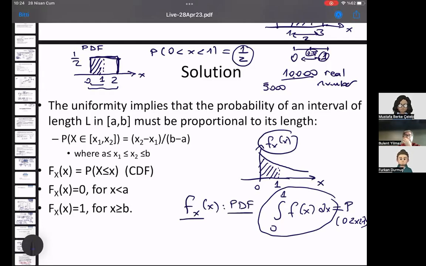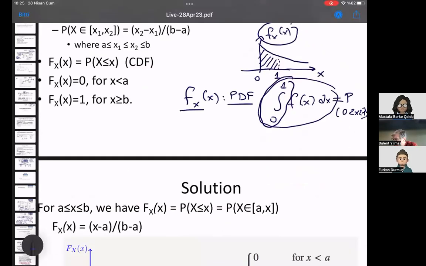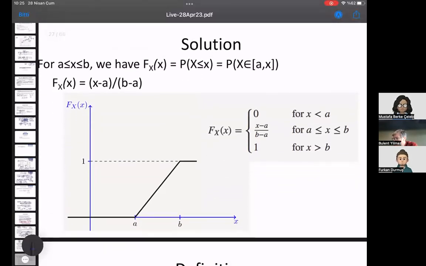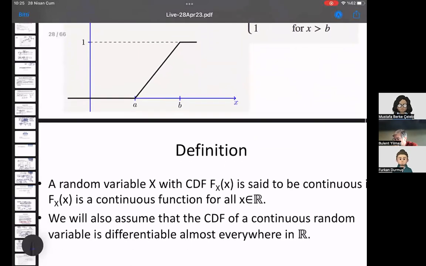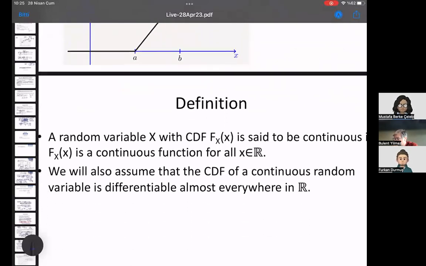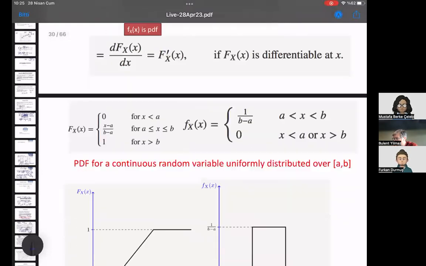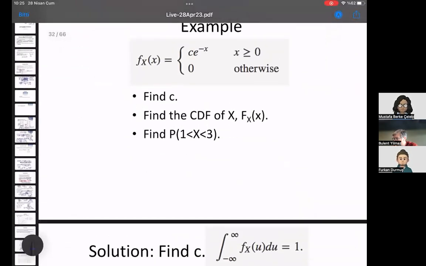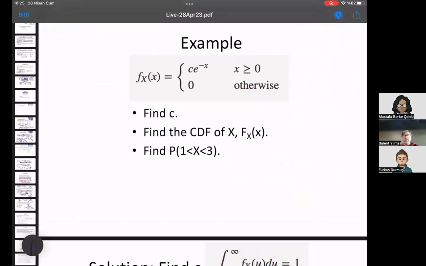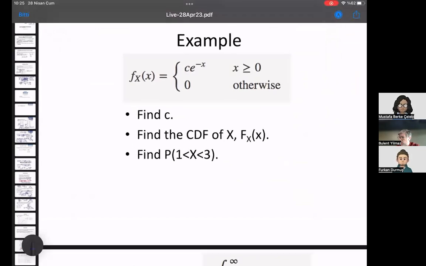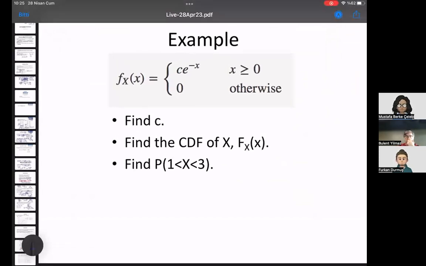If I want to find out the probability of a certain random variable, I have to deal with integration. Okay, for example, let's come up with one example. Let me come here. I want you to deal with this question right now.